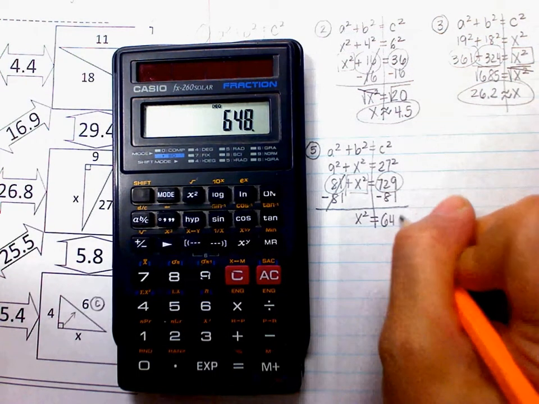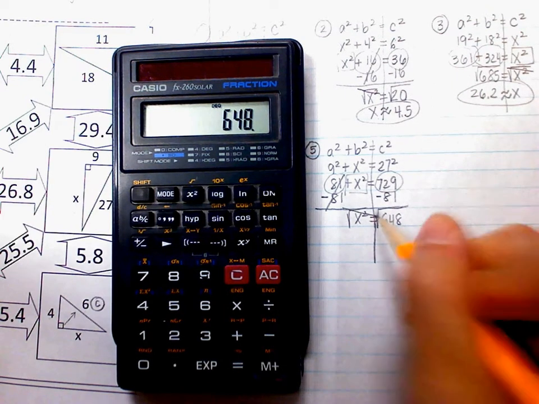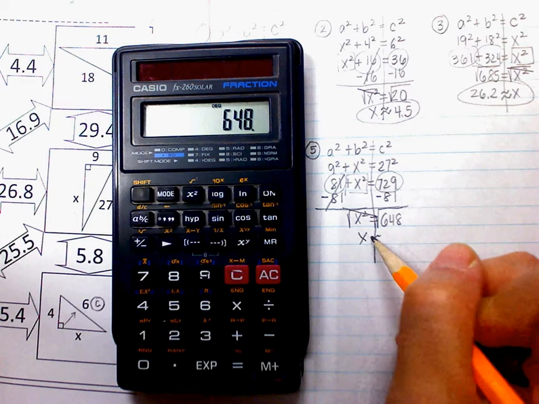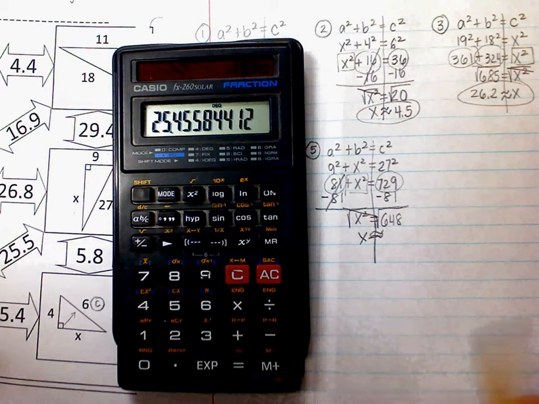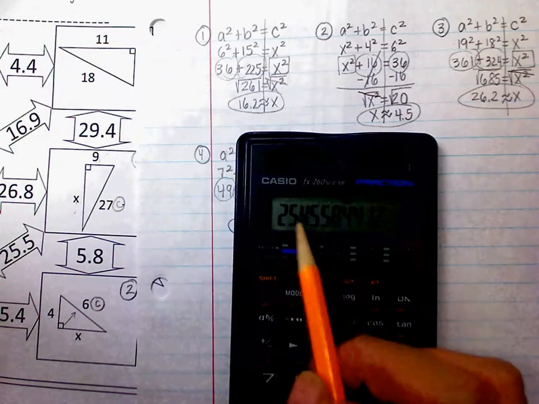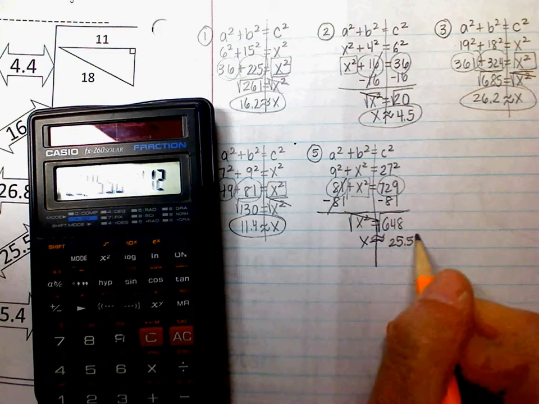Okay, and then you square root and square root. This is going to be x. Whoops, that's an approximation. Square root that, shift x squared. Now this 25.4, the 5 tells the 4 to go up, so it'll be 25.5. Alright, so let's see, where's the 25.5? It's right here.